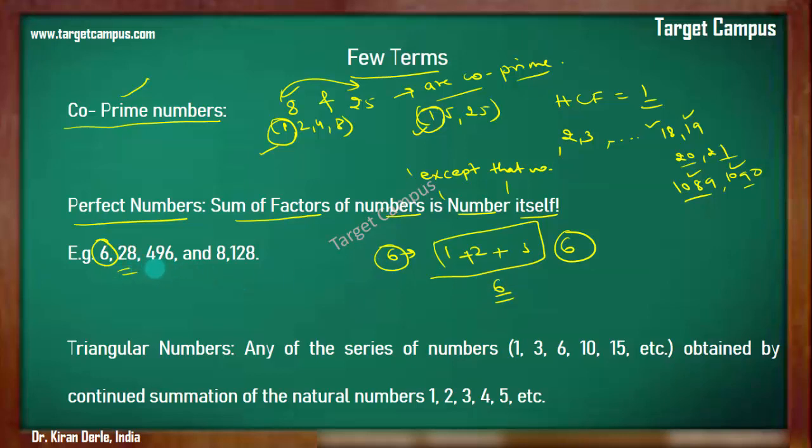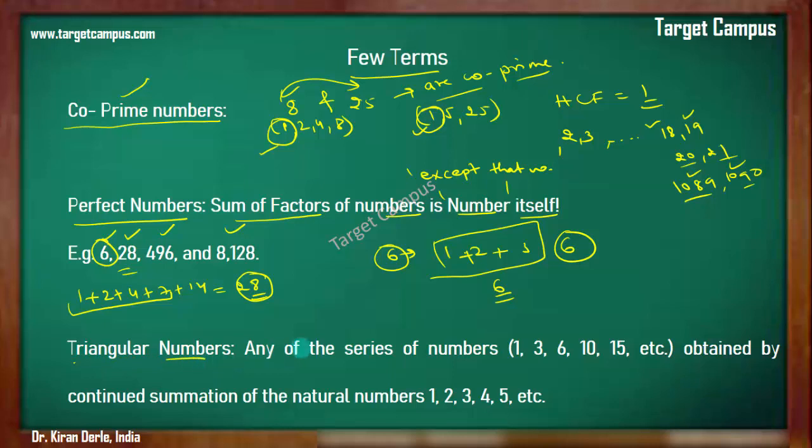If you take the factors of 28, 1 plus 2 plus 4 plus 7 plus 14, right? Still you are going to get 28 as your answer. So this is called a perfect number. Second perfect number is this. This is the first one. First perfect number. This is second. This is third. This is fourth, right? These are perfect numbers. These are just terminologies we have to be aware of.